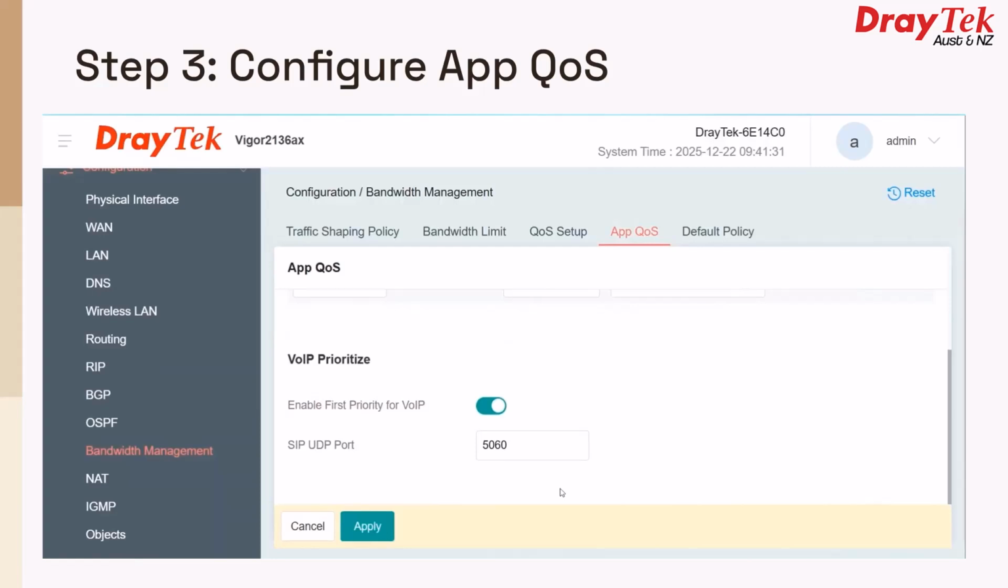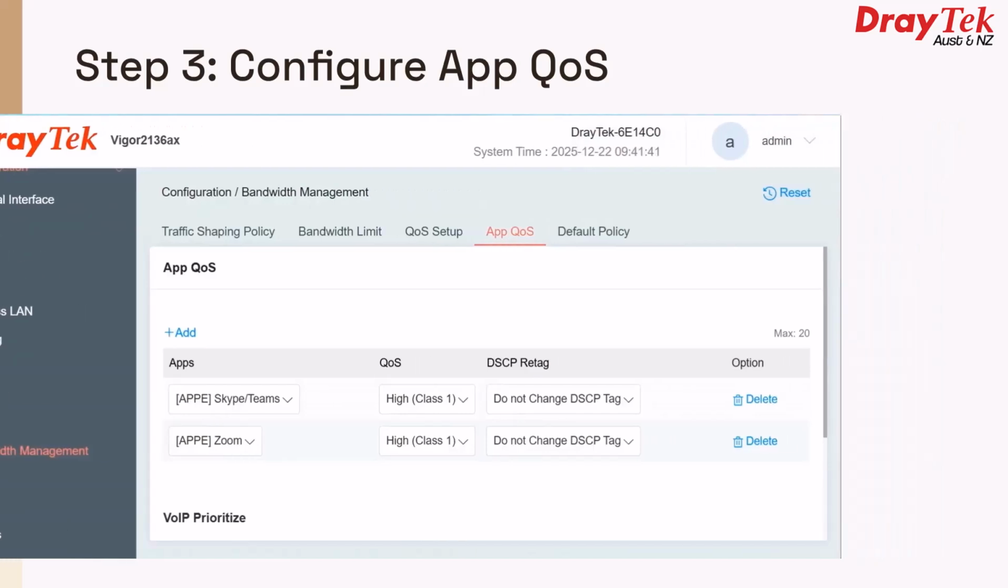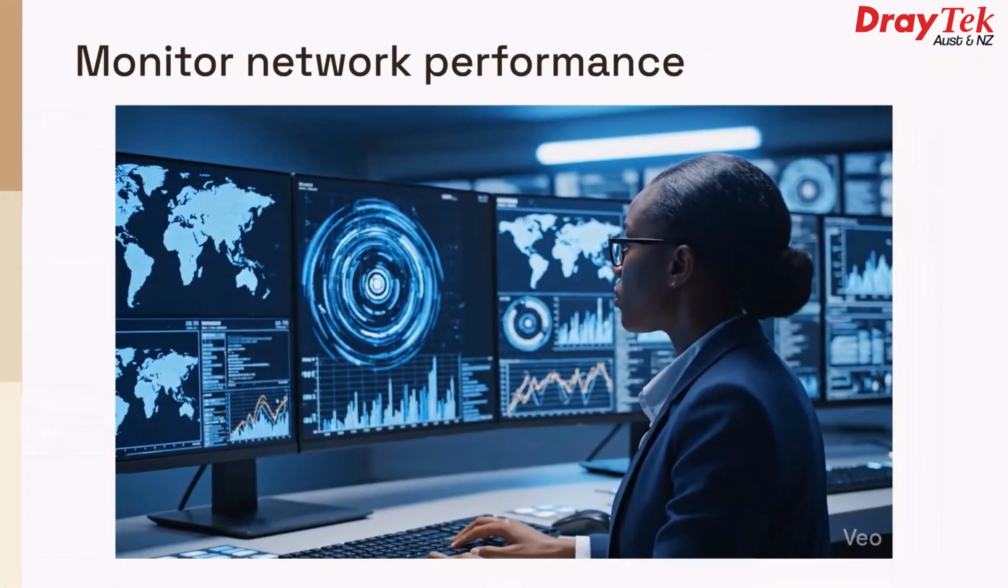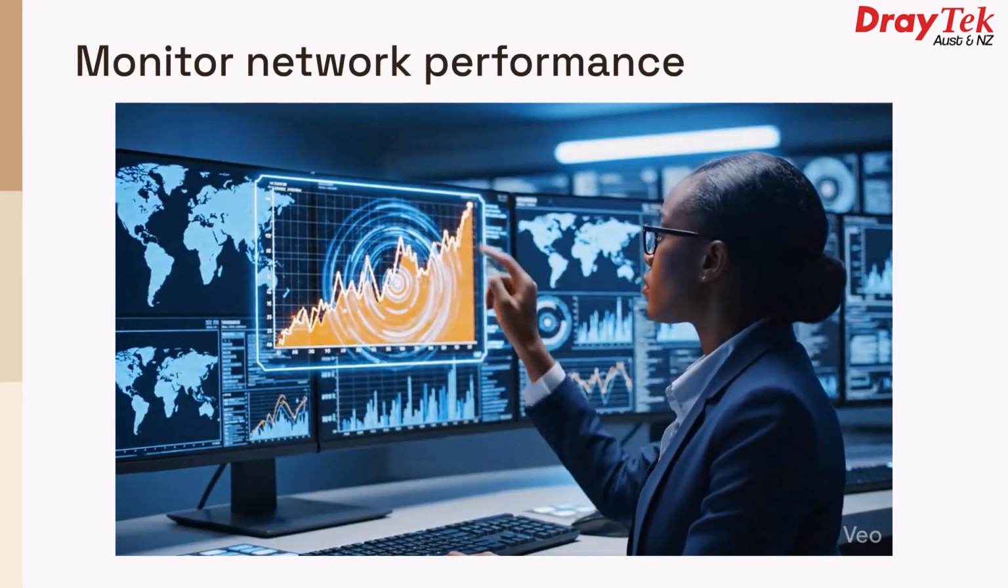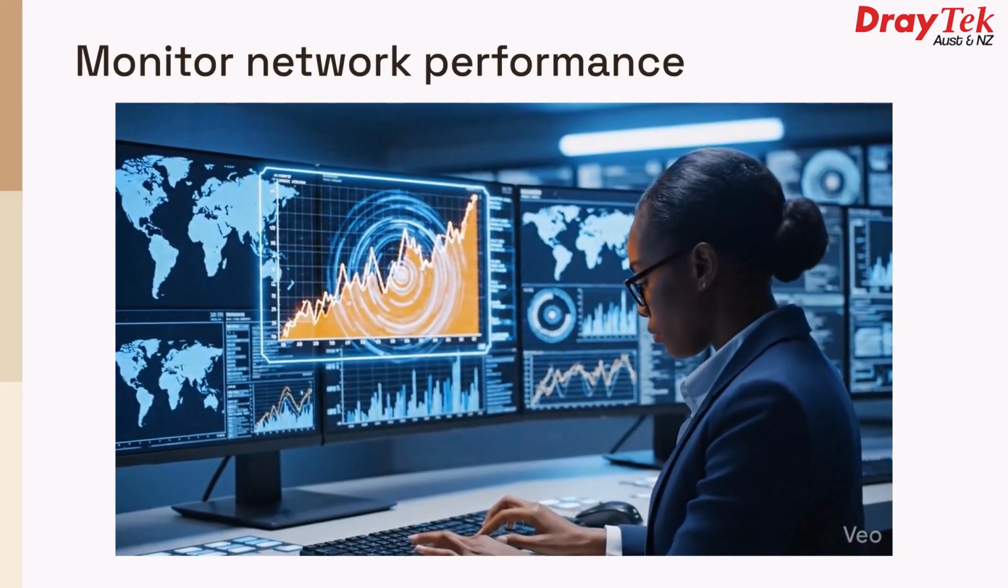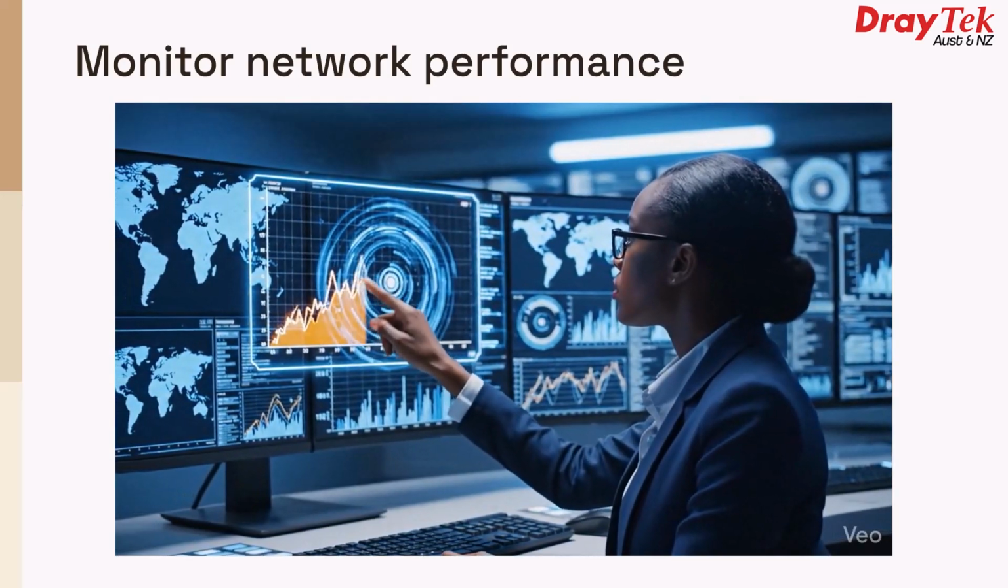You may also want to enable VoIP prioritization and set it to Always On to ensure voice traffic is consistently prioritized. After setup, monitor your network performance to ensure critical applications receive the expected priority. Adjust your class allocations or policies based on actual usage patterns for optimal results.